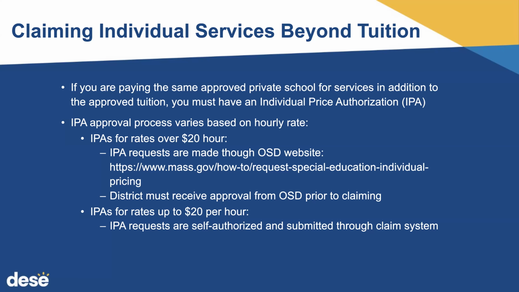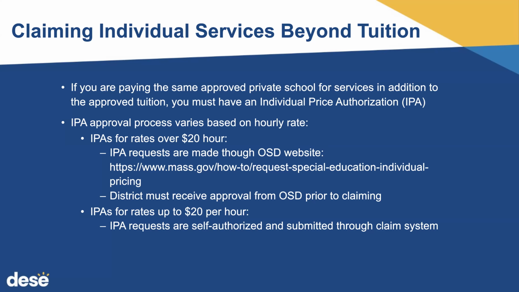So you'll initiate a request for approval through the OSD website, and there's a link there for how to do that. You'll fill out an application about what the services are that you're providing, the student, the school they attended, and additional information. Pass that along to OSD. They'll take a look at your application, and if approved, send you back an IPA, which is an individual pricing authorization for that student. And that IPA allows you to claim those expenses on your circuit breaker claim.